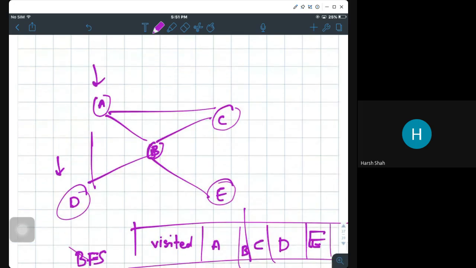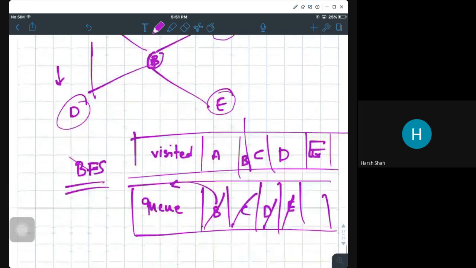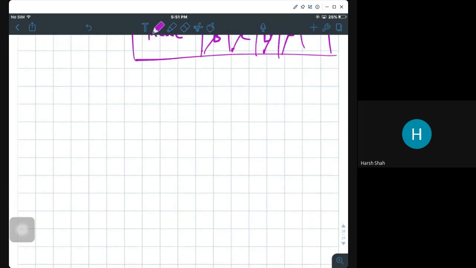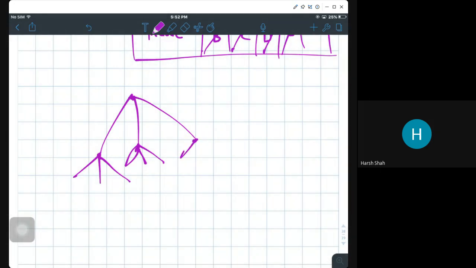This is BFS. What does BFS do? BFS does a shallow search. It is here. It will take all paths from here, all paths from here, and all paths from here. This is what BFS looks like.